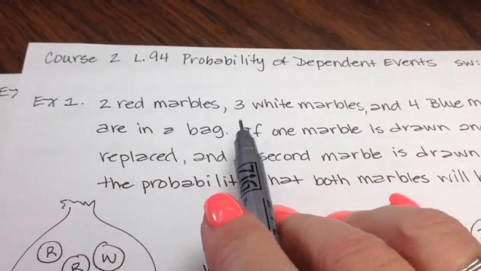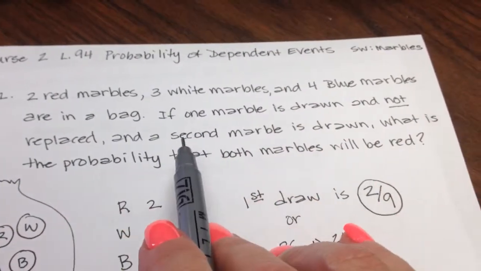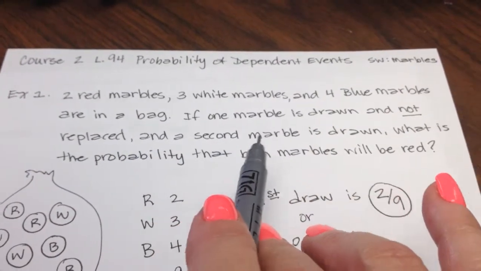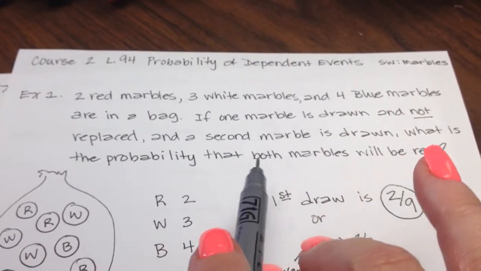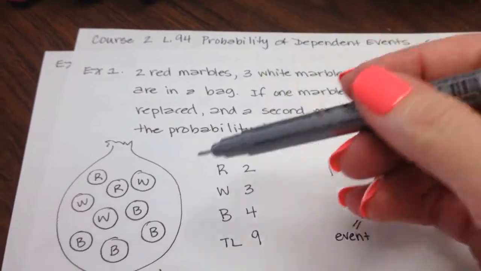All right, here's the first example in the book. There are 2 red marbles, 3 white marbles, and 4 blue marbles. They're all in a bag. If one marble is drawn and not replaced, and a second marble is drawn, what is the probability that both marbles will be red?